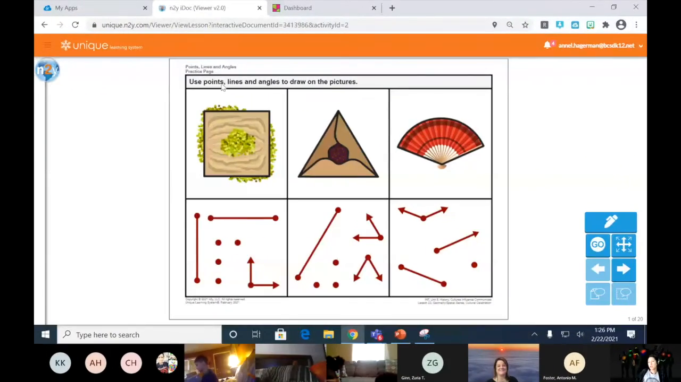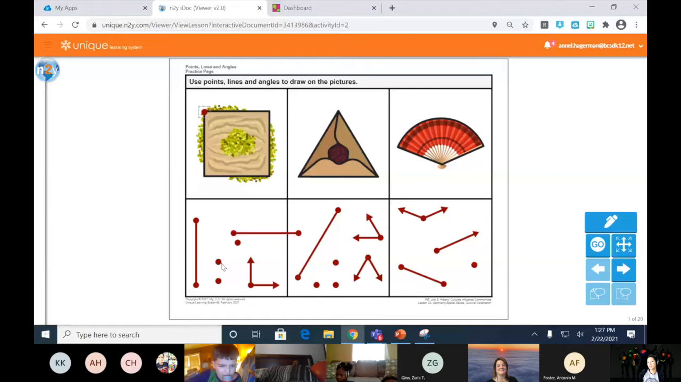Use points, lines, and angles to draw on the picture. So all we're going to do is select some of these lines, angles, and points to draw on the picture. Remember, this is a line, so we're going to put a line on top of the line of the square there. And we need another one, don't we? So we've got 1, 2, 3, 4 lines in this one. Let's see how many points we have in that first picture. These are points, okay, where 2 lines meet.